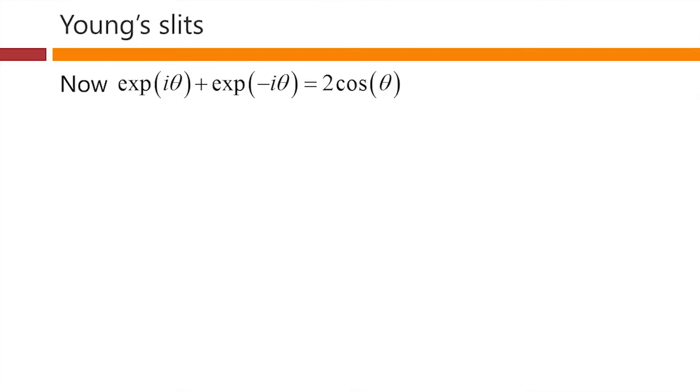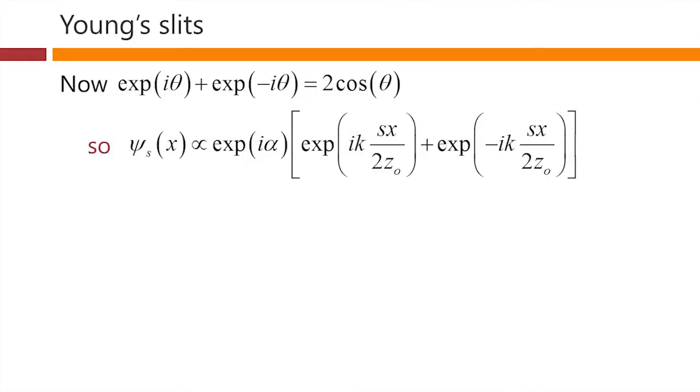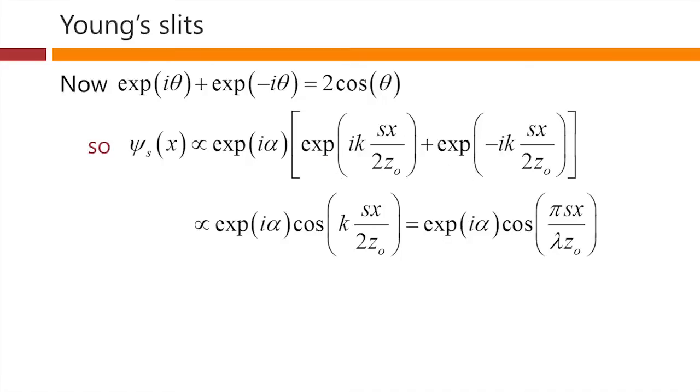Now, we remember that e to the i theta plus e to the minus i theta is just 2 cos theta. So this expression that we had here from the previous slide, we can rewrite in the following form. And if we want, I can write that back in terms of lambdas here instead of k's, if you like. There's no difference. It's just the same expression, but with lambda instead of k.